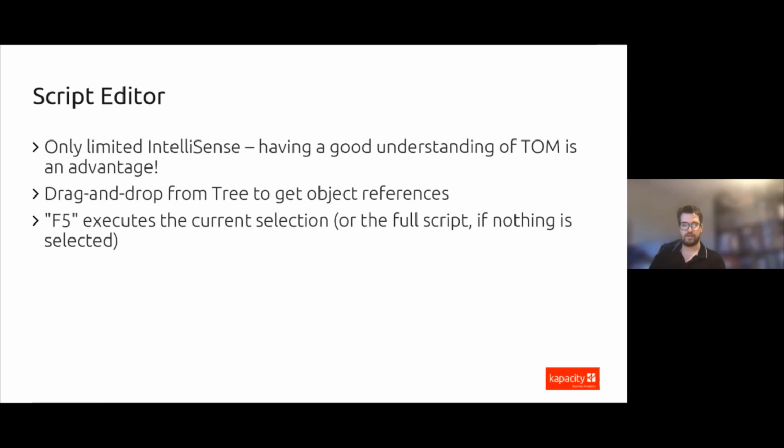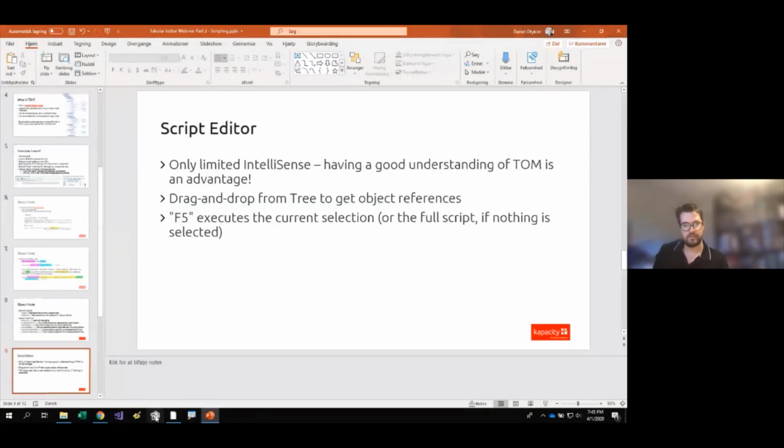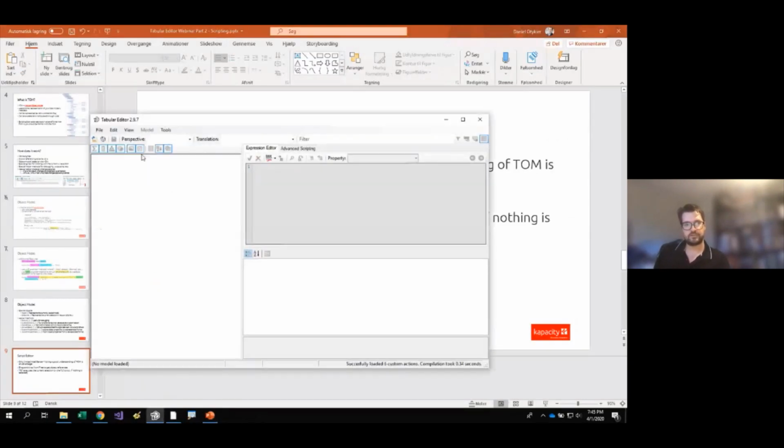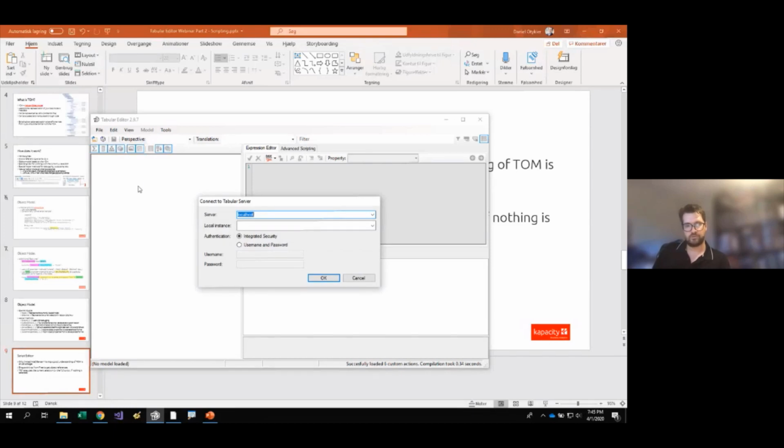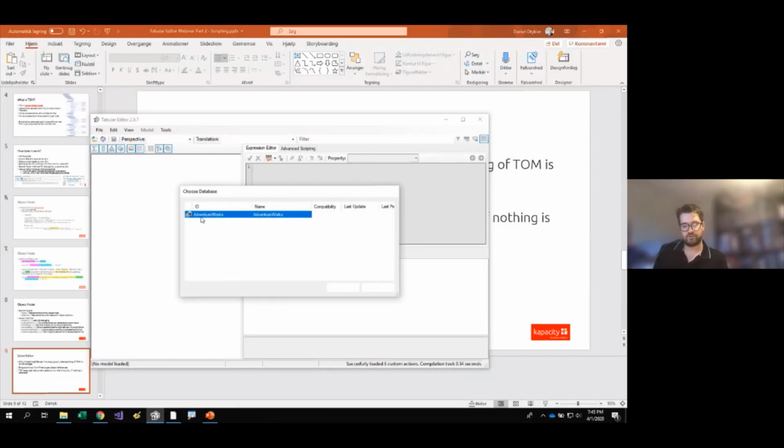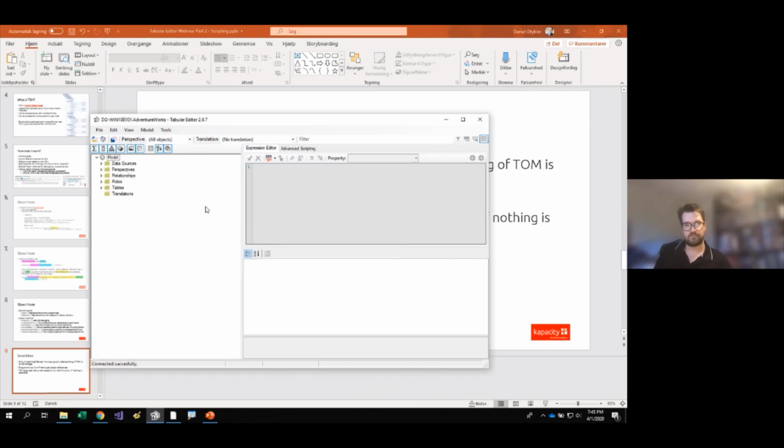One hint that I can give you is that you can drag objects from the tree in the UI into the editor to get the full object reference. And just to show that real quick, if I launch Tabular Editor here, let me load a tabular model from my local machine. So this is just AdventureWorks.